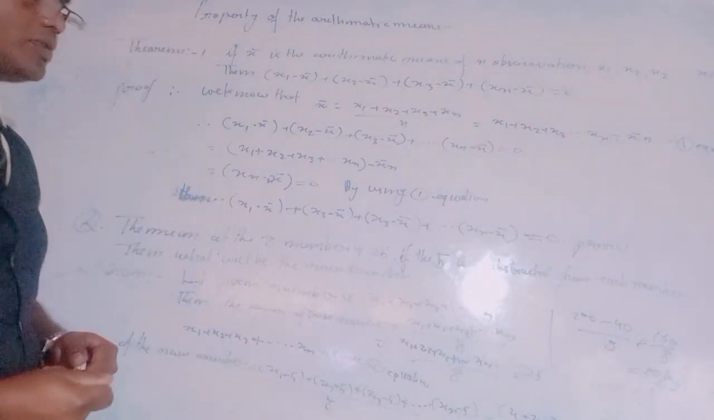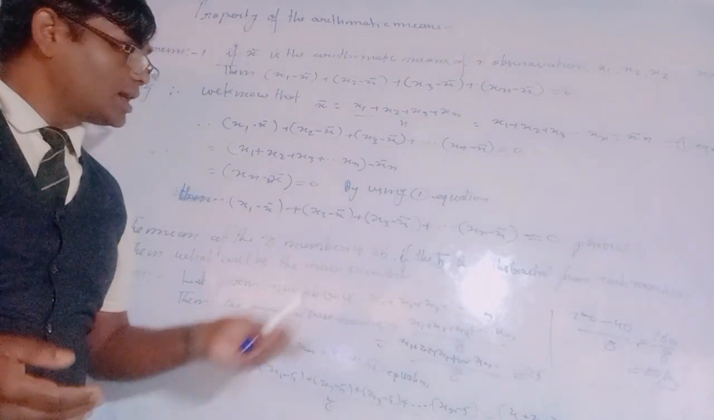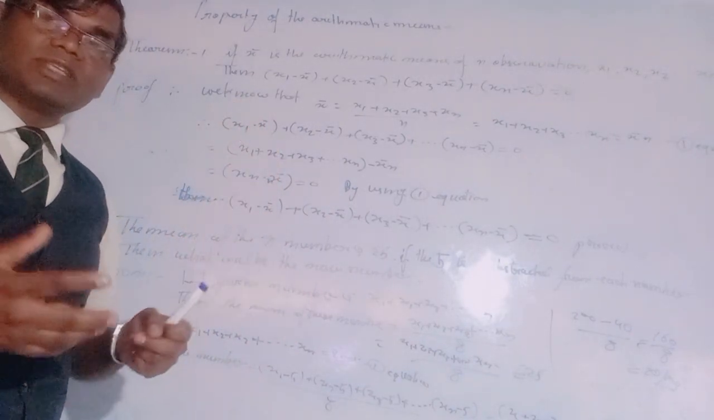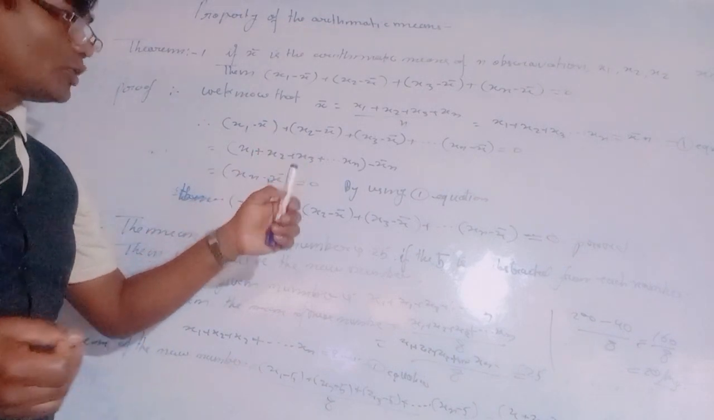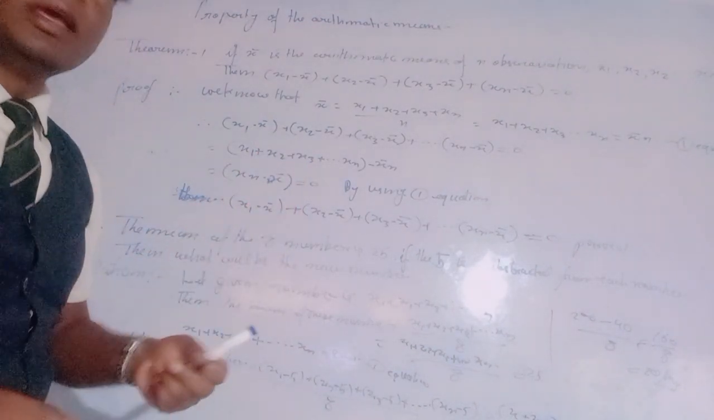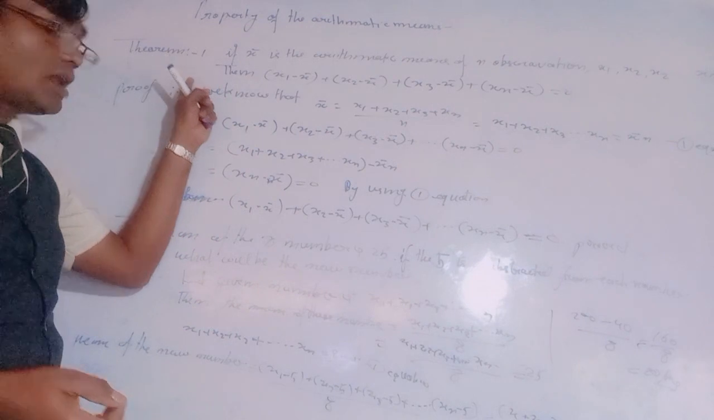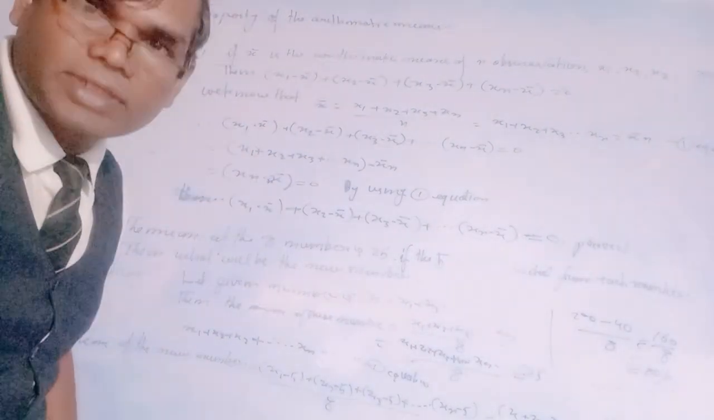And different types of questions will come out. So the first rule says: if the total number of observations is given and the subtracted number is given, then we will solve this question by theorem 1. Okay, thank you.